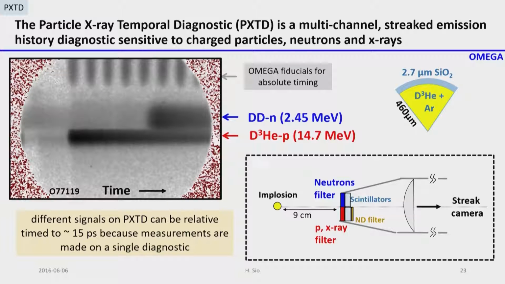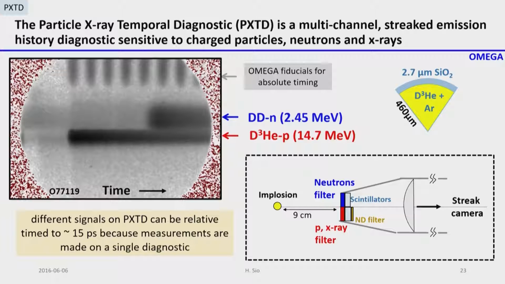We have diagnostics that can measure proton reaction history. We have diagnostics that can measure neutron reaction history. The innovation, and what we're really striving for, is that we're doing these measurements on the same diagnostic. Because of that, we can get rid of all cross-timing uncertainty and jitter, and we can achieve a timing precision on the order of 15 picoseconds or so, which we think is what we need to really differentiate between these plasma effects that we discussed earlier on.